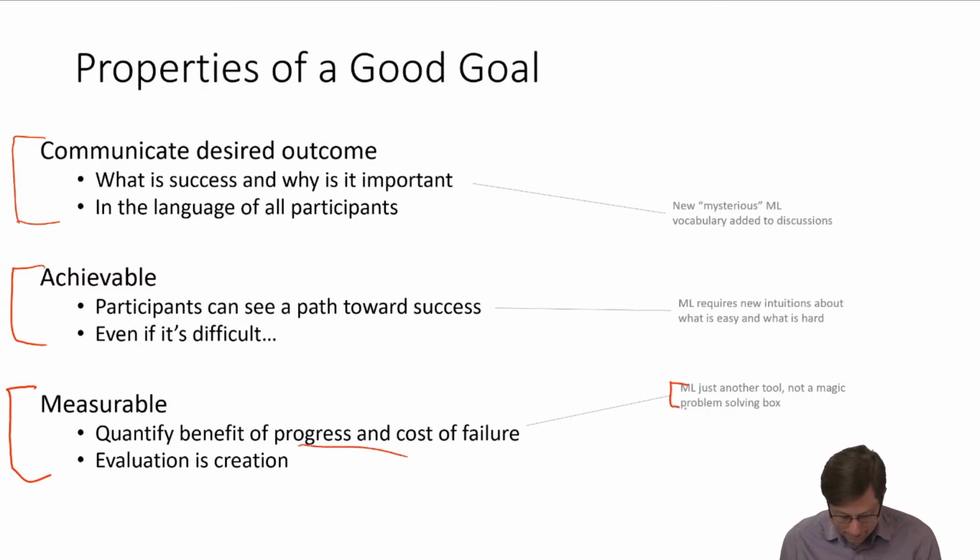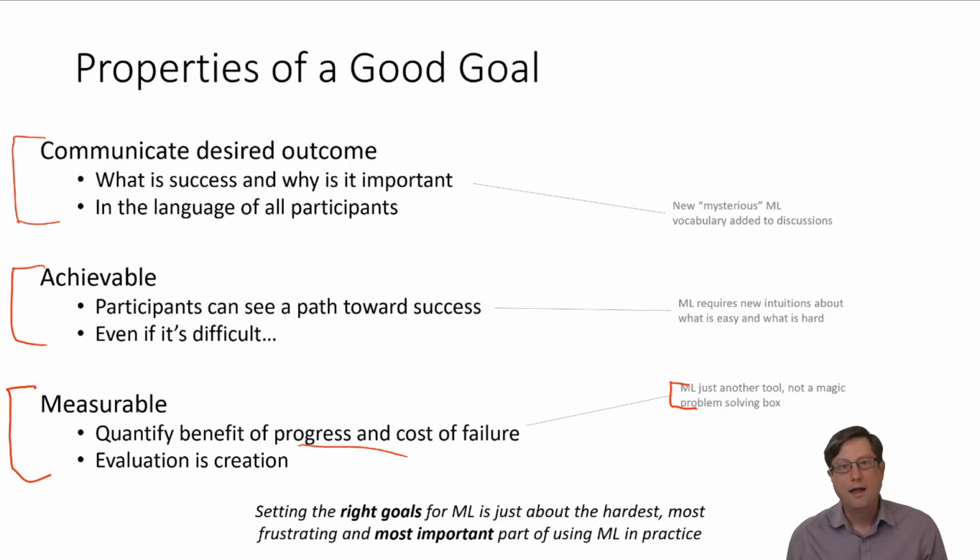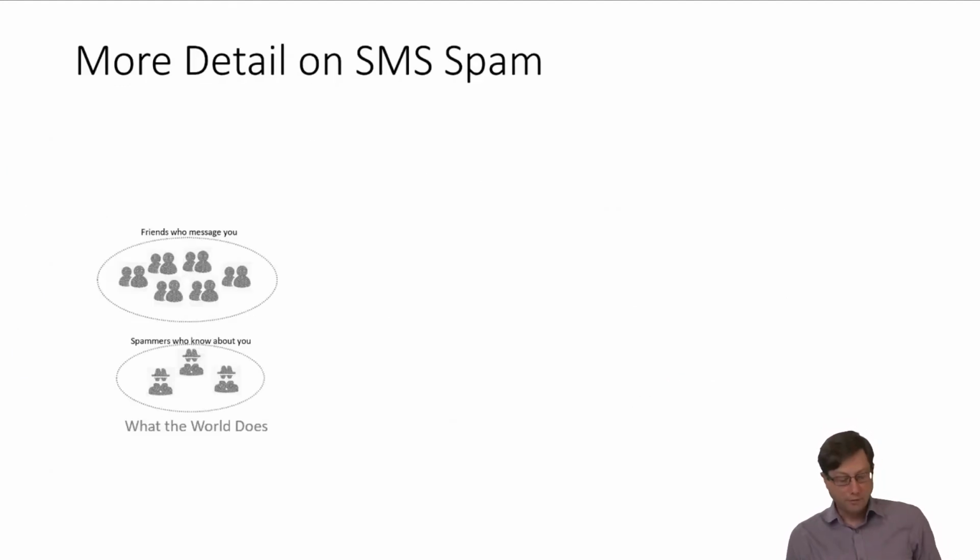And here's the thing that you'll bump into: machine learning is not just a magic tool that you sprinkle some fairy dust on a problem and it gets solved. It boils down to this, that setting the right goals for machine learning is just about the hardest, most frustrating, and most important part of using machine learning in practice. It's very, very easy to skip having clear goals that all participants understand and can get behind, and go straight to doing something technical. My advice is don't. And let's walk through some details of why it's so darn hard to measure things.